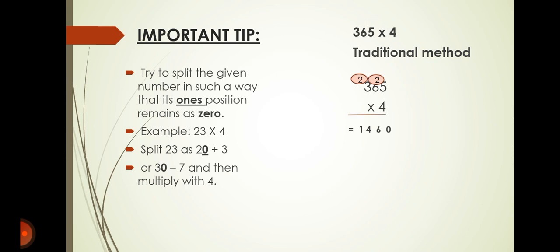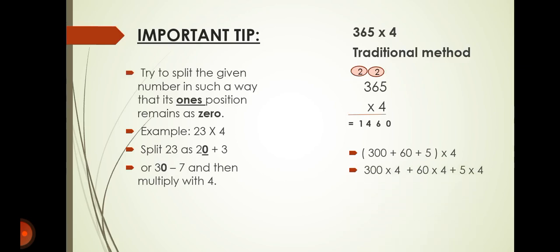So the simple way is to use the distributive law. How does it work? We split 365 into 300 plus 60 plus 5. So we have taken care that our last number, that is at the ones position, is 0. So it is easy for us to calculate. So we get now 300 times 4, which is 1200, 60 times 4, which is 240, plus 5 times 4 is 20. So 1200 plus 240 is 1440, plus 20 is 1460.